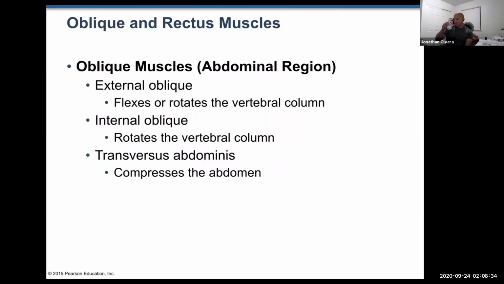You also have oblique muscles, the abdominal region. You have the external obliques, which flexes or rotates your vertebral column. You have your internal obliques, which rotates your vertebral column. And you have your transverse abdominis, which compresses the abdomen.